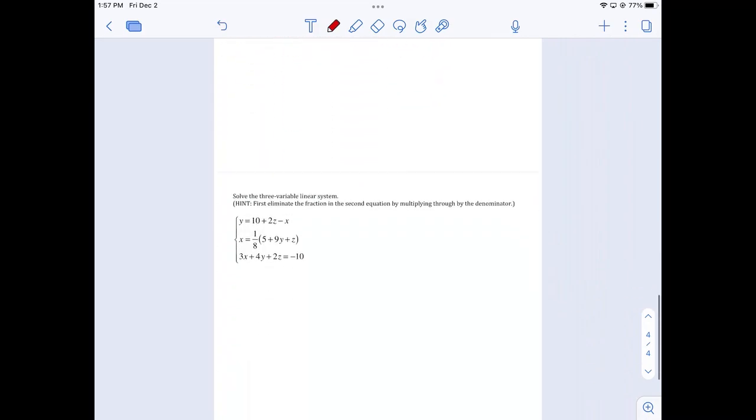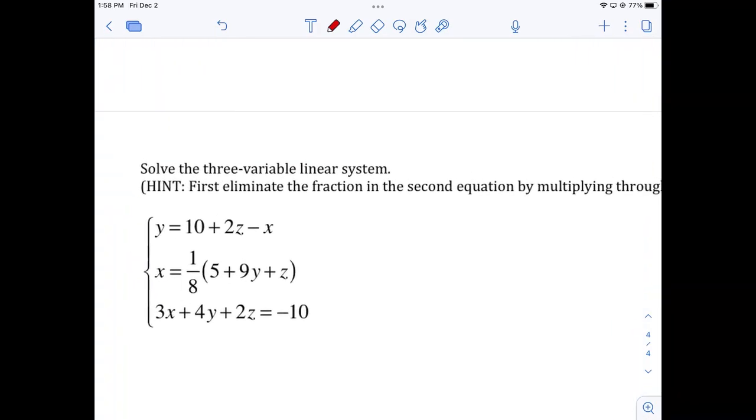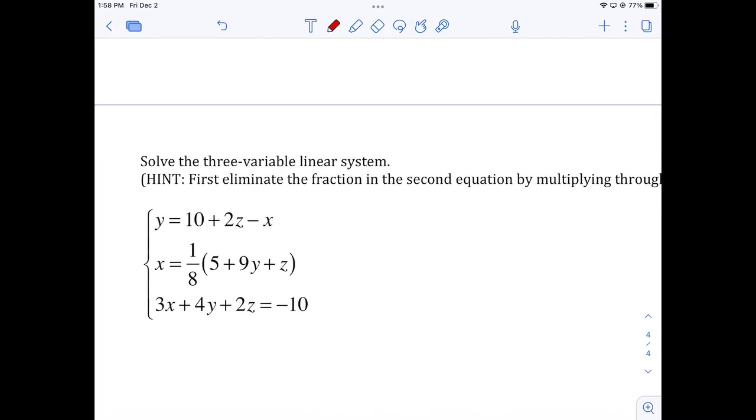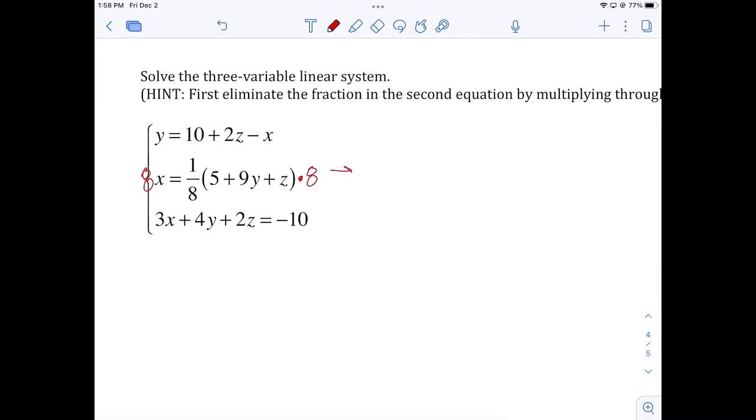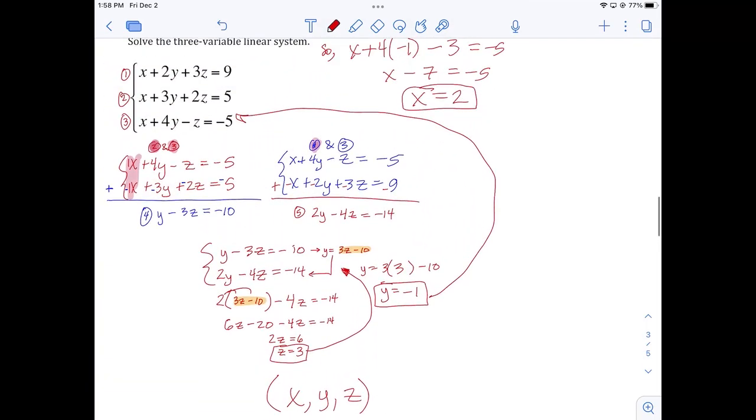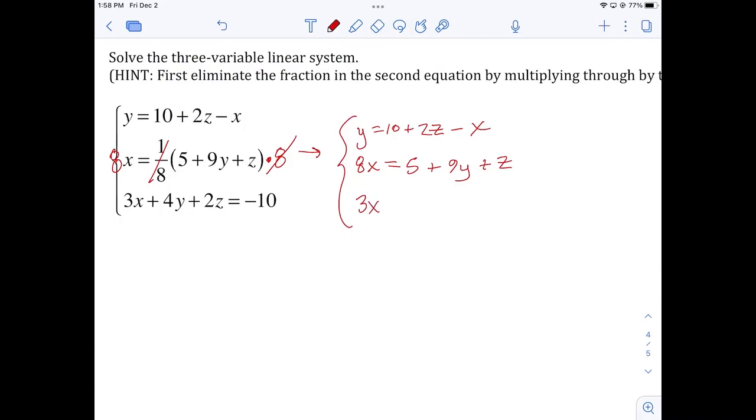All right. Let's move on to the next one. It's very, very similar. Solve the 3 variable system. Now this one, that's not cool what they did. You see that second one with the 1/8 out front? Stupid 1/8. You know what I'm going to do? I don't like those fractions. So I'm going to multiply this side by 8. And I'm going to multiply this side by 8. And now I'm going to rewrite my system. The system will now be y equals 10 plus 2z minus x. And now I'll have 8x equals, and the 1/8 and the 8 divide out. So I'm just left with 5 plus 9y plus z. And then the bottom, 3x plus 4y plus 2z equals negative 10.